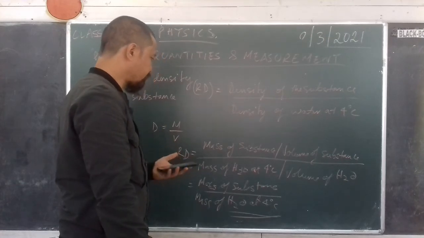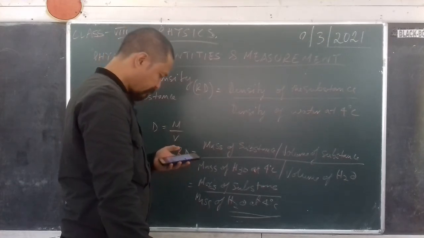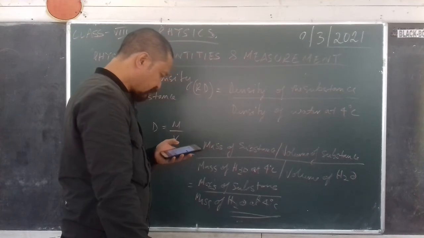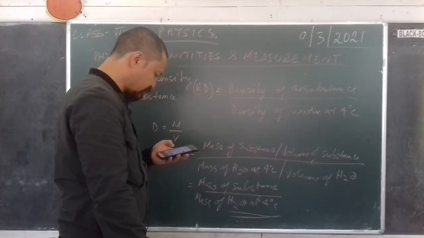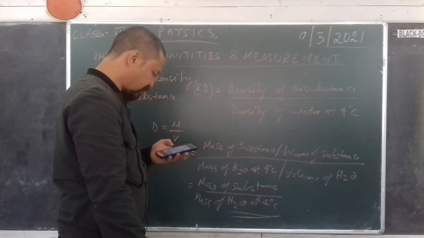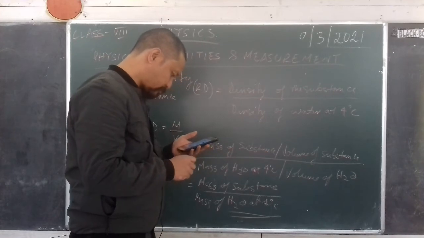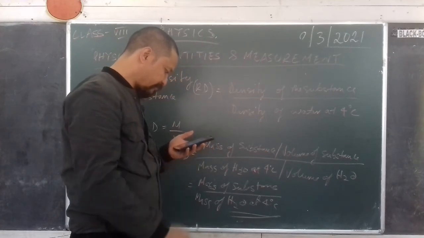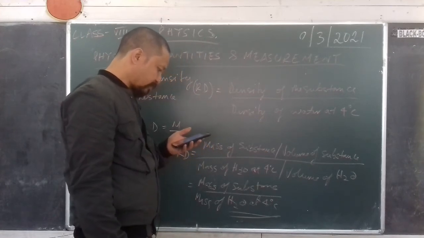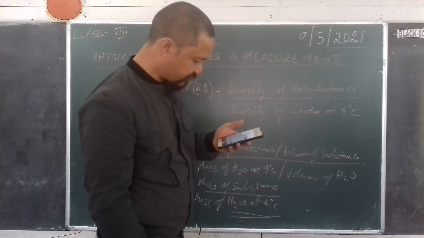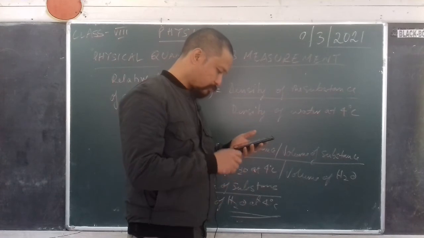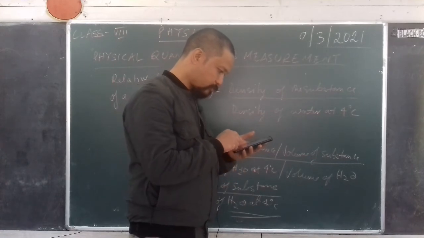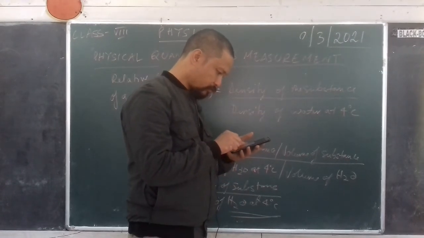So we come to the final formula of relative density. Thus relative density of a substance can also be defined as the ratio of the mass of a certain volume of substance to the mass of the same volume of water at 4 degrees Celsius. As relative density is the ratio of the same physical quantities, it has no unit, right?